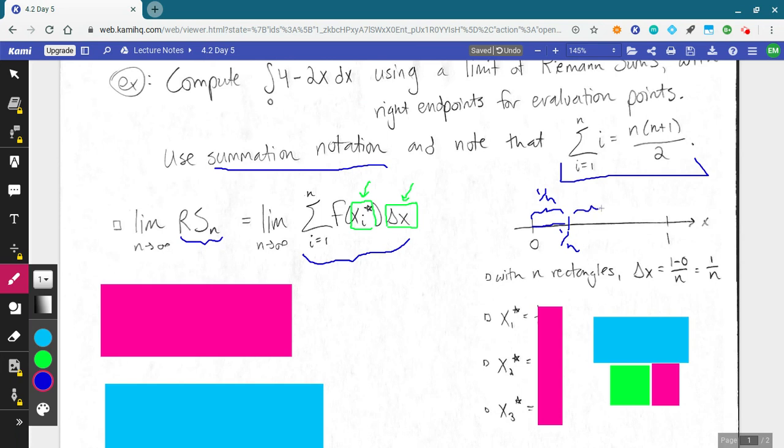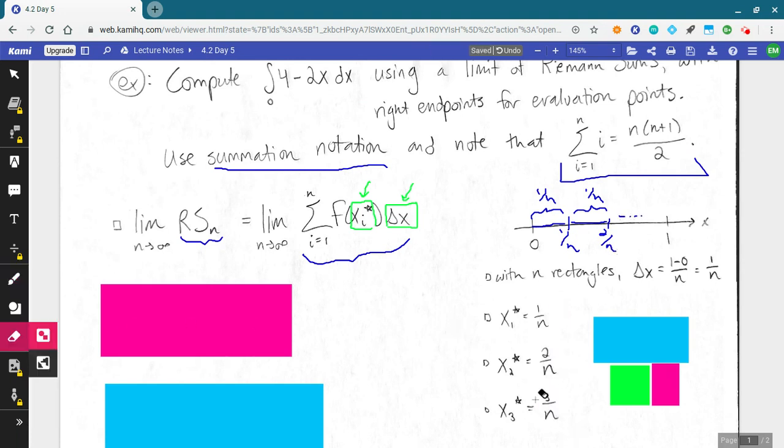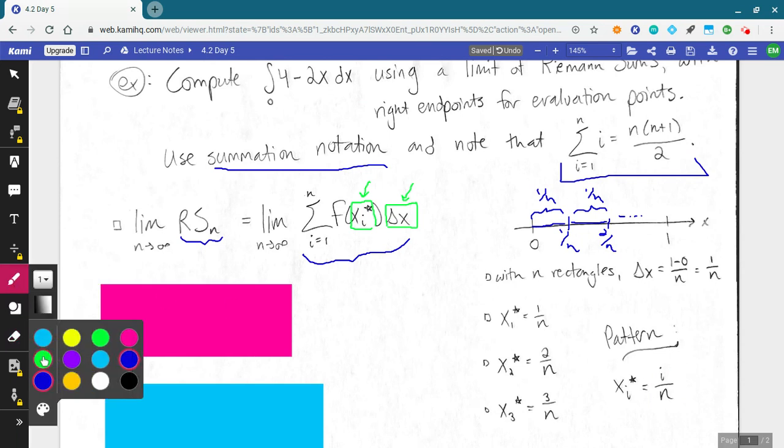Similarly, our next rectangle also has width 1 over n, so its right endpoint is going to wind up at 2 times 1 over n, or 2 over n. And similarly, the third right endpoint is going to be 3 over n, the fourth would be at 4 over n, and in general, the pattern that we see is that the ith evaluation point, x_i star, is going to be i over n. And so with that, we know our delta x, we know our x_i star, and we can plug them in.